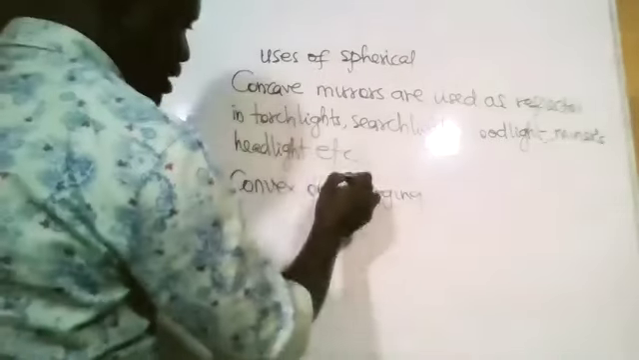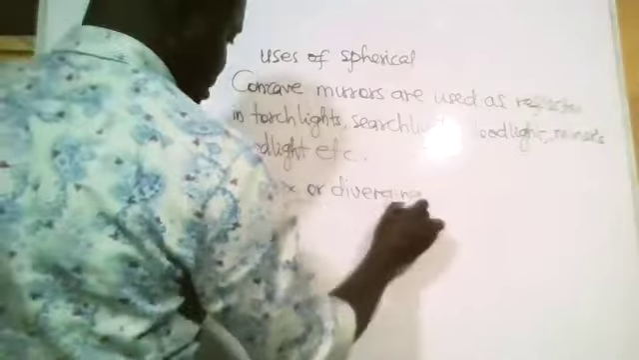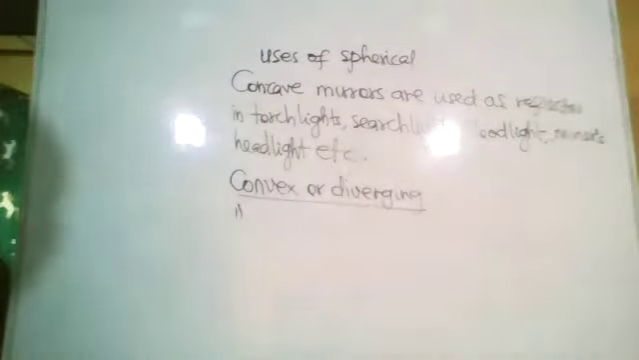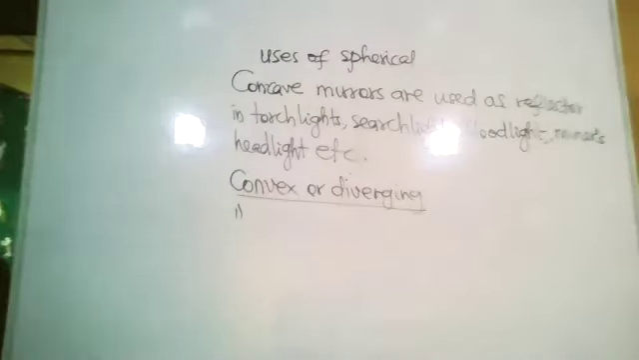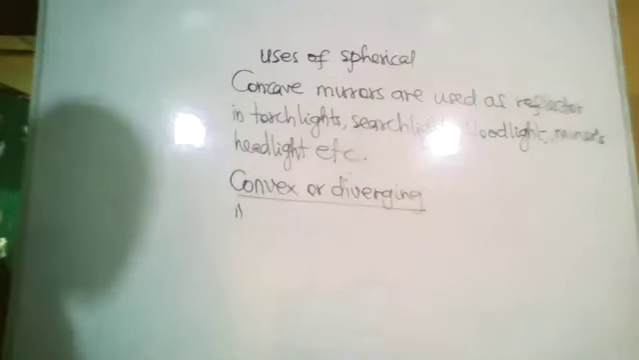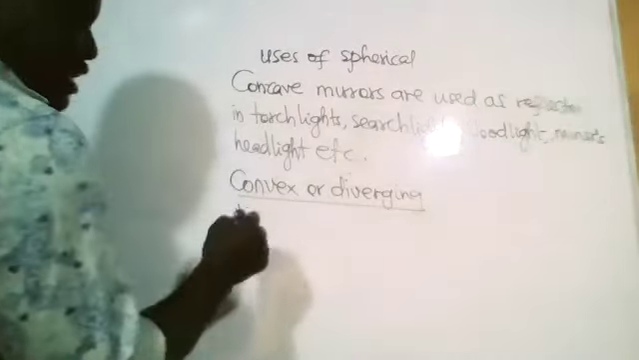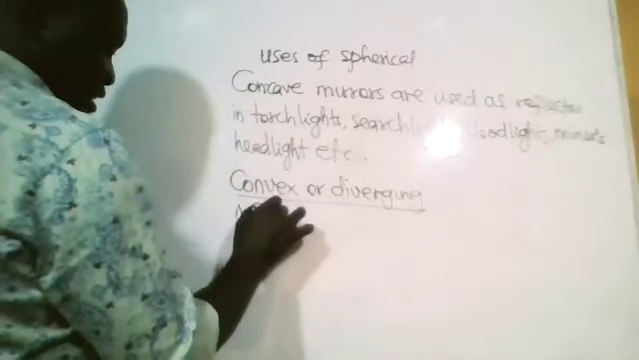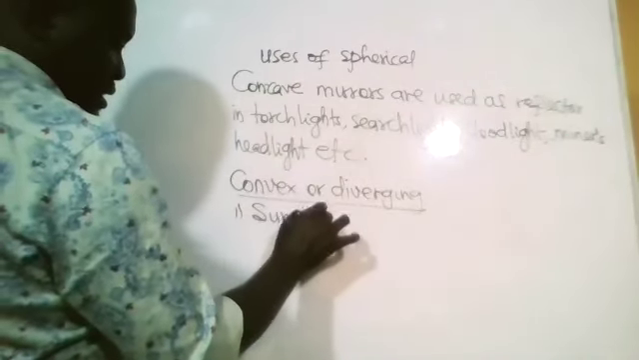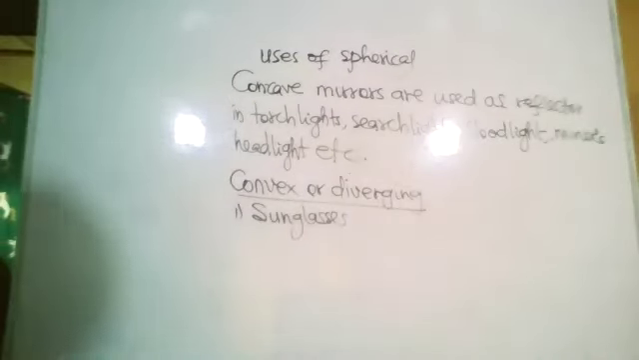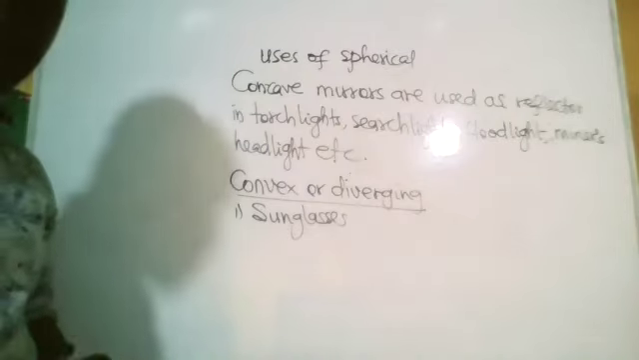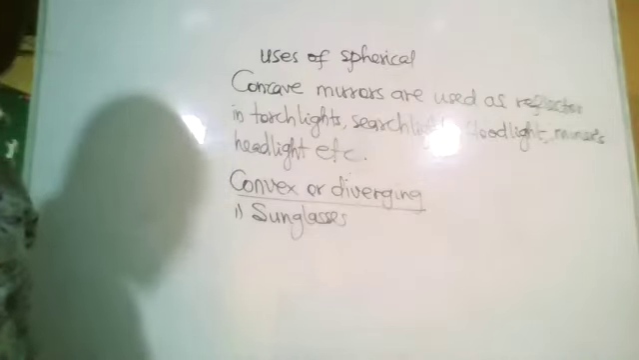Convex or divergent mirrors are used as, Gabby, and they are used in sunglasses and shades. So they are used in sunglasses, basically to disperse or diverge the UV light from the sun.